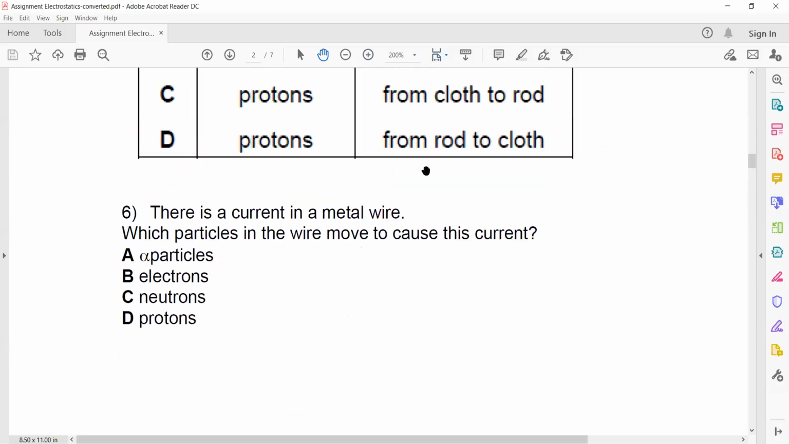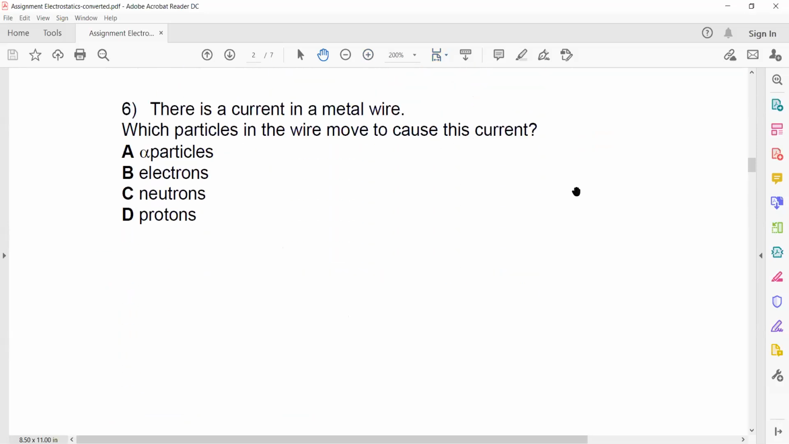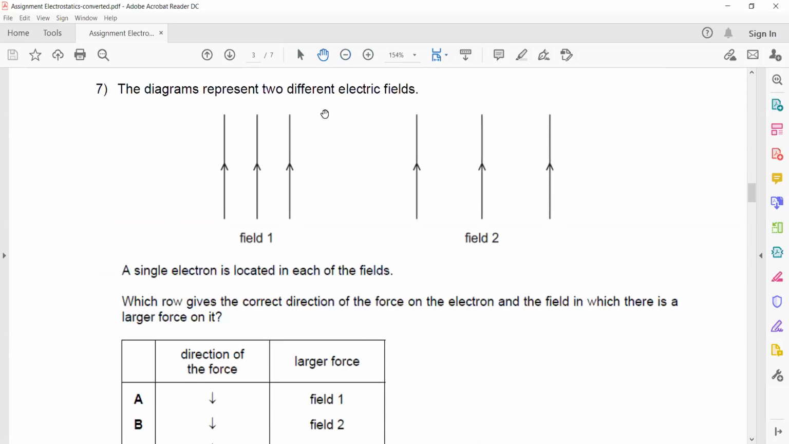Question 6. There is a current in a metal wire. Which particle in the wire moves to cause this current? Protons are present inside the nucleus, they do not exist as free particles. That's why it's not proton, it is electron. Neutron cannot be an answer. Alpha means 2 protons and 2 neutrons. That is in block 5, where you will study alpha particles. So B was the right answer because it's electron.